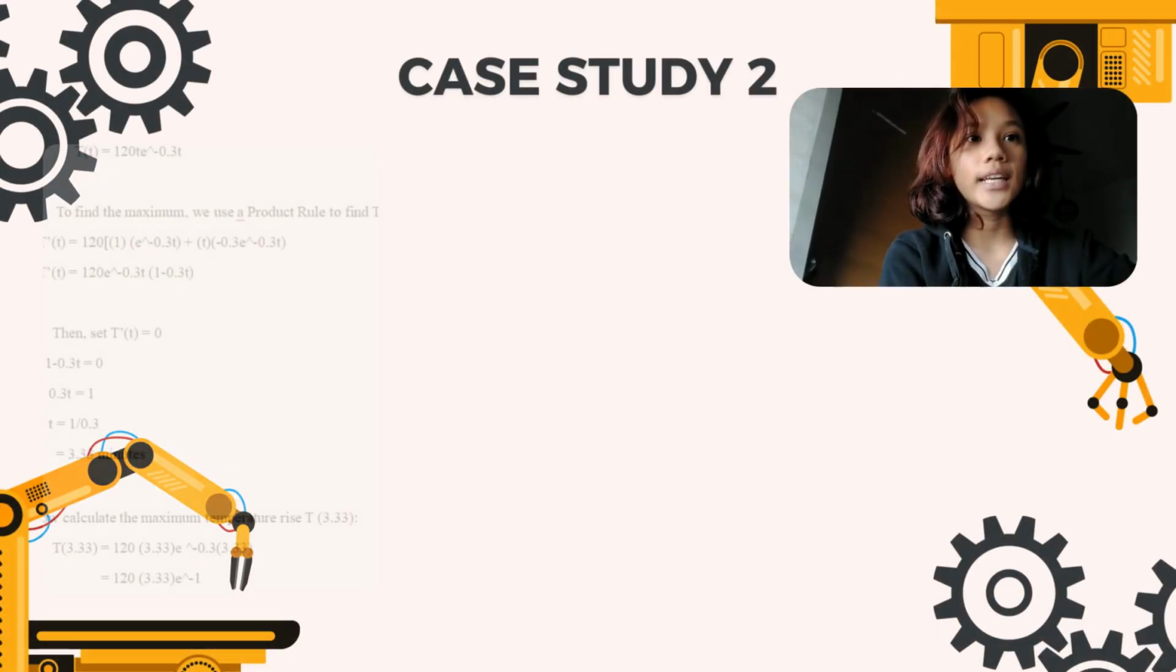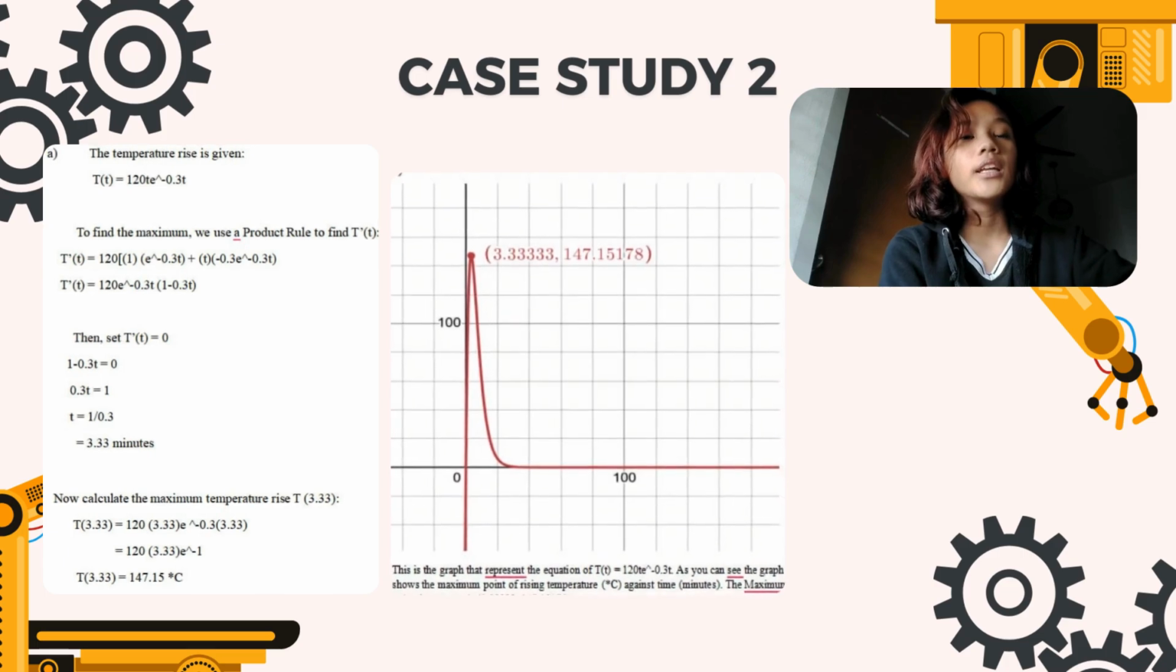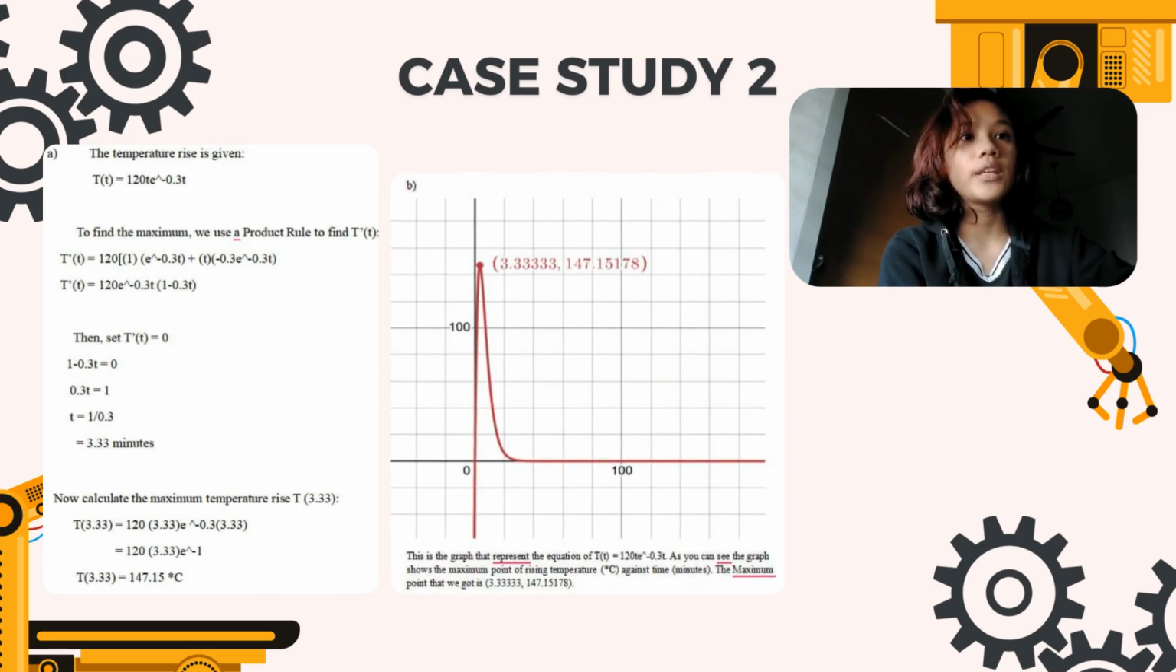Now we move to the second case study, which is the cooling of a machine component. The temperature model is written as T(t) equals 120t multiplied by e to the power of negative 0.3t. Here t is time in minutes and T(t) is the temperature rise in degrees Celsius. To find when the temperature is maximum, we differentiate using the product rule. After simplifying, we obtain T prime of t equals e to the power of negative 0.3t multiplied by the quantity 120 minus 36t. To find the critical point, we set the derivative equal to 0.